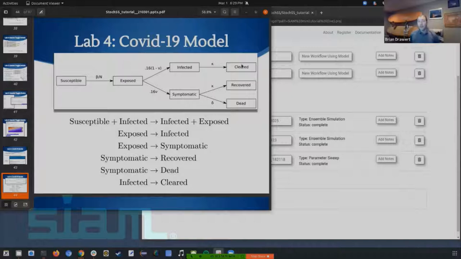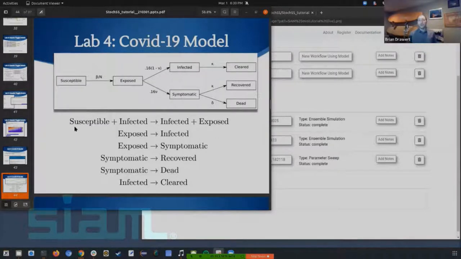If you're symptomatically infected, then you probably went to the hospital and have some sort of medical record that indicates that you had COVID-19. So if you went to the hospital, there are two options: you recovered from the hospital, or you unfortunately did not. So those are those two parameters there.